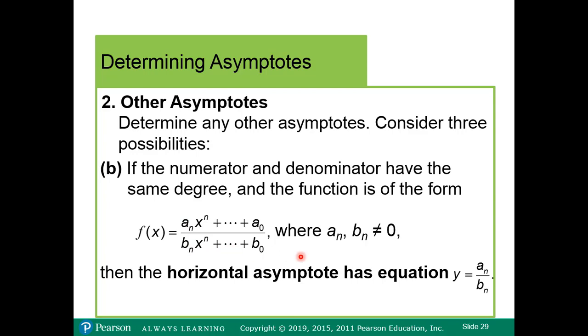Okay. So if the degree of the top is the same as the degree of the bottom, then you take the ratio of the leading coefficients, and that is going to be where your horizontal asymptote is located.